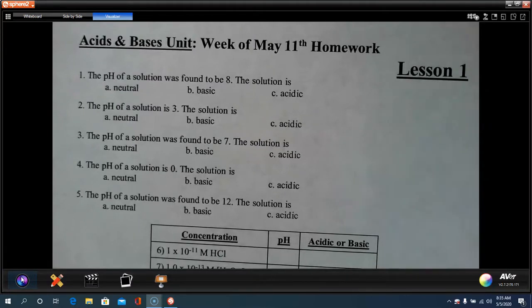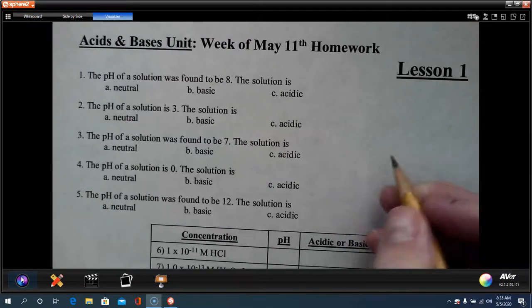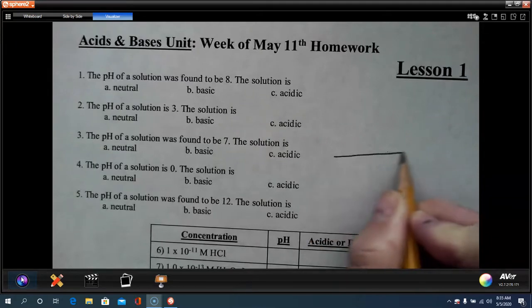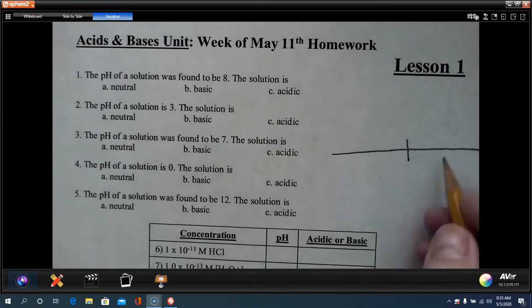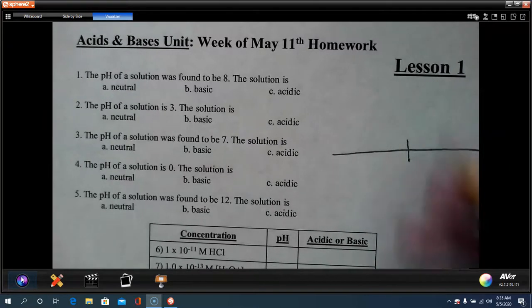Most of the things we're going to do today have to do with pH. So what I want to do is just real quick draw you a little pH scale, so that we can keep everything straight as we work through.